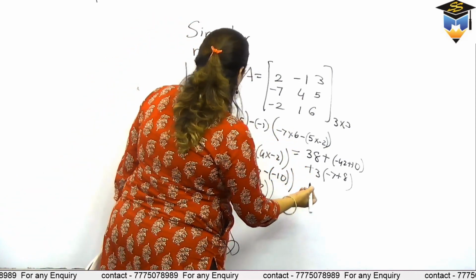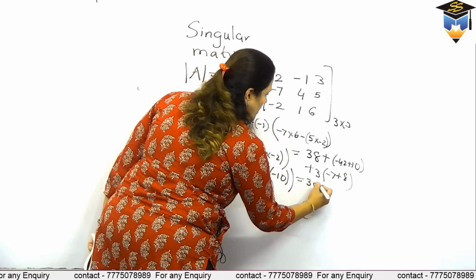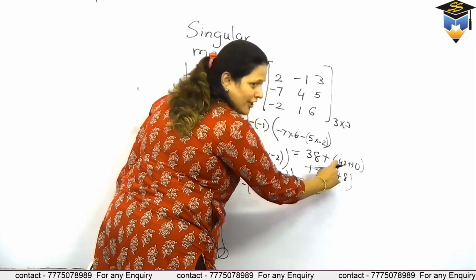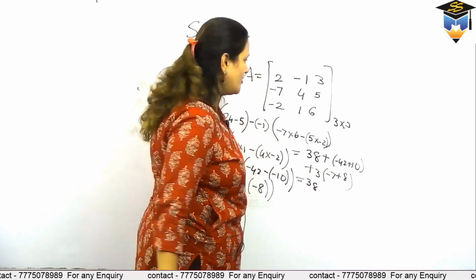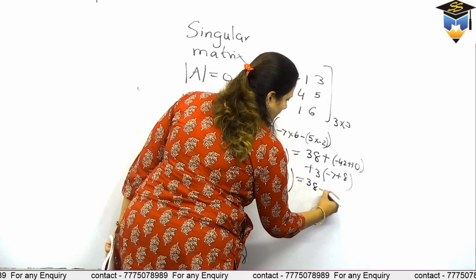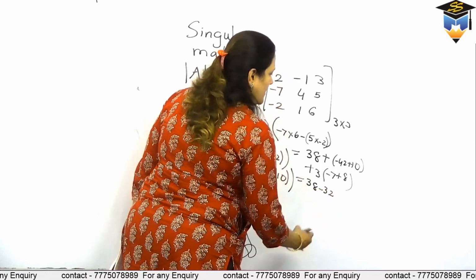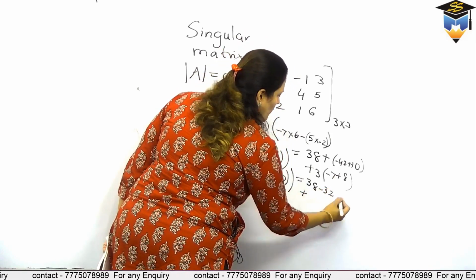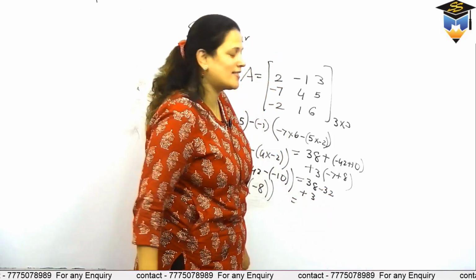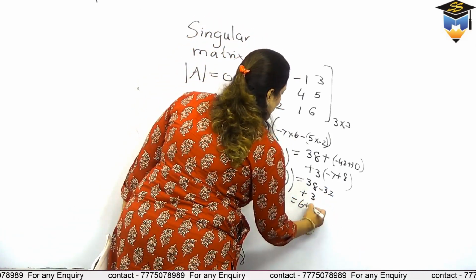Okay, so 38. This is going to be how much? One is negative and the other is positive. Subtraction, sign of the greater number. And 3 times 1 is nothing but 3. So 38 minus 32. How much is 38 minus 32? 6. 6 plus 3 is 9.